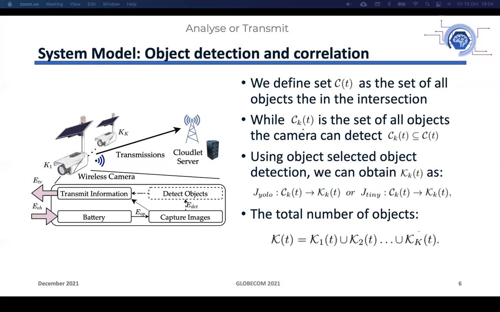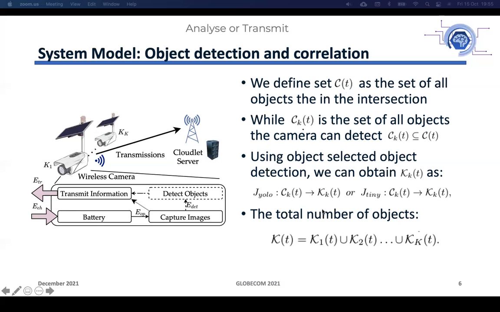And of course, to get the number of objects the camera detects, we need object detection. So if the image is processed on the cloudlet server, we assume that the system uses You Only Look Once version 3 on the cloudlet server, or if we perform object detection on the camera, it uses Tiny YOLO version 4. So each of these K cameras in our system is different, even though they can obtain images at the same time step. If we use YOLO, the number of objects will be different than if we use Tiny YOLO.